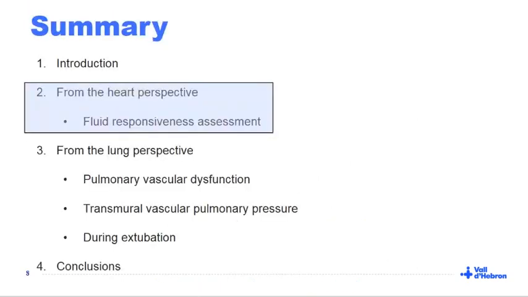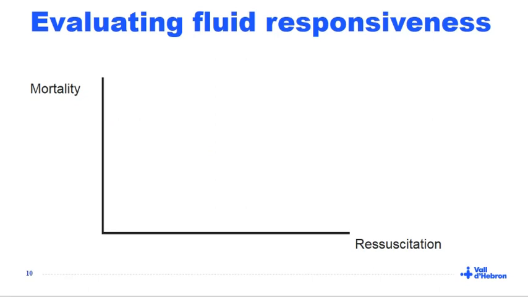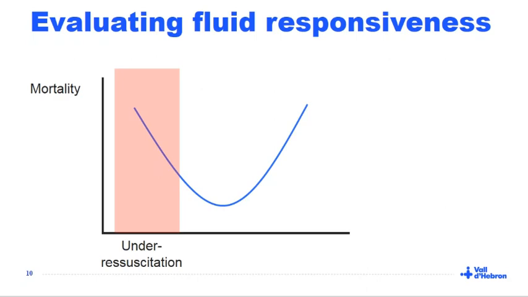So from the heart perspective, maybe one of the main points to discuss would be fluid responsiveness assessment. And the first question is why we should evaluate fluid responsiveness. So maybe if we try to relate mortality and resuscitation, the curve is something like that. We don't want our patients to be under-resuscitated because we promote tissue ischemia and may increase mortality, but we don't want our patients to be fluid overloaded either, because post-hoc analysis of ARDS Network trials has shown that positive fluid balance has also been associated with higher mortality.